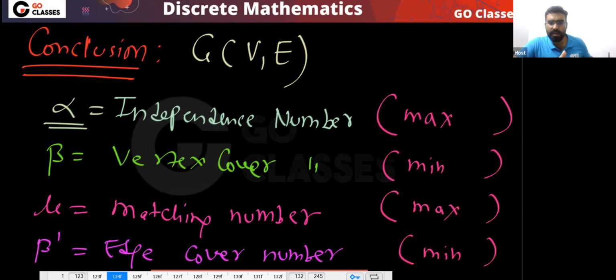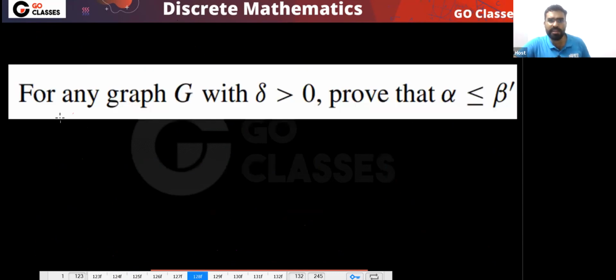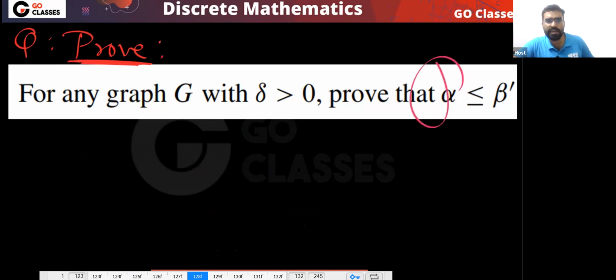Just give me 2 minutes. Can you prove this? And this is very easy to prove. Once I prove it, you will see that it is very easy. So please try. Take a copy and pen and think about it. Alpha means independent set. So the size of the independence number, the largest independent set, is less than or equal to the edge cover. Okay, so try this.